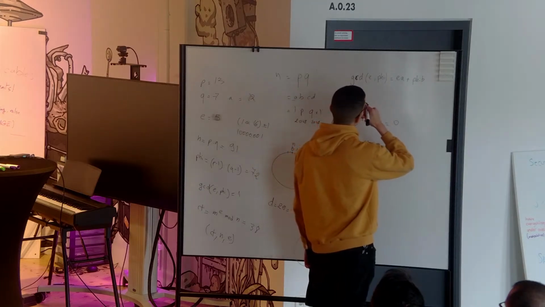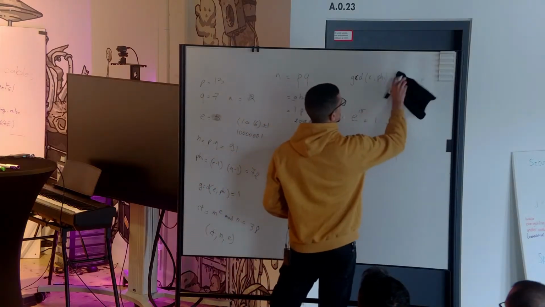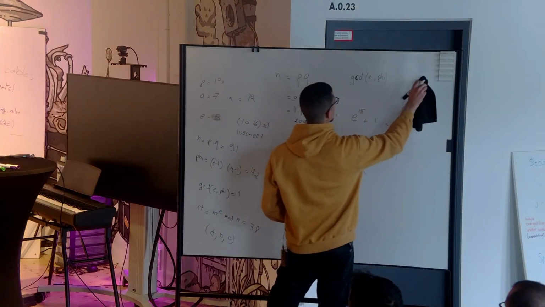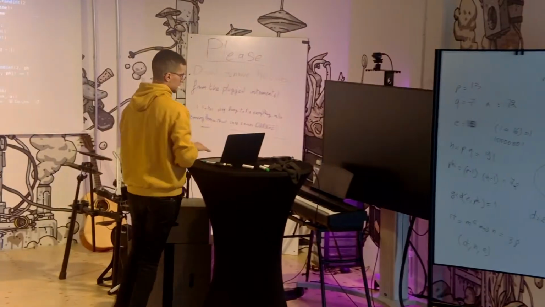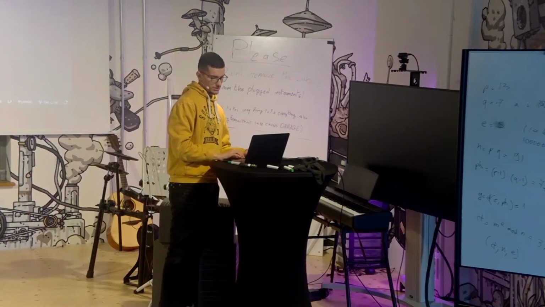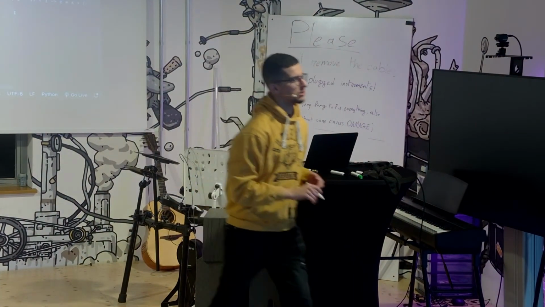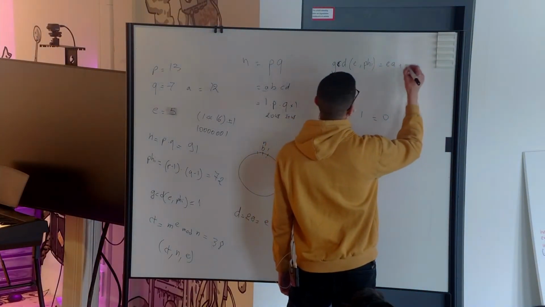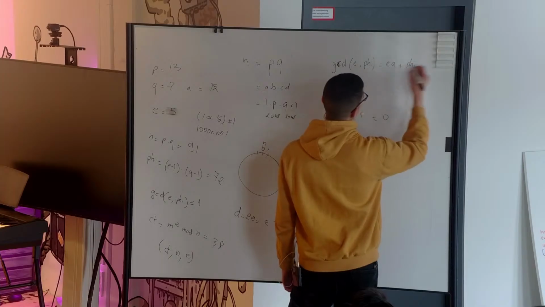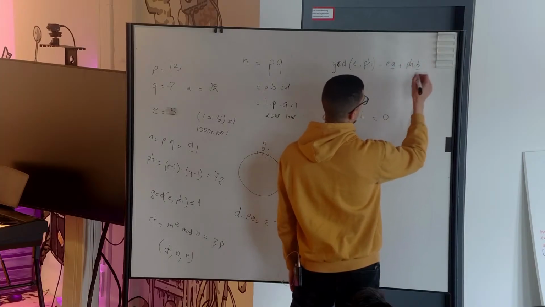Or am I tripping? GCD of E and phi. I even wrote it there because this can easily be forgotten. Actually, I'm correct. Yeah. So E multiplied by A plus phi multiplied by B. Like A and B are unknown, and this will be equal to 1.